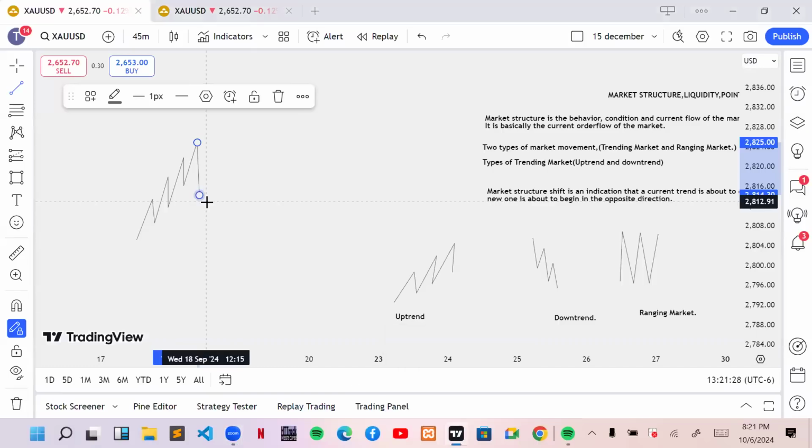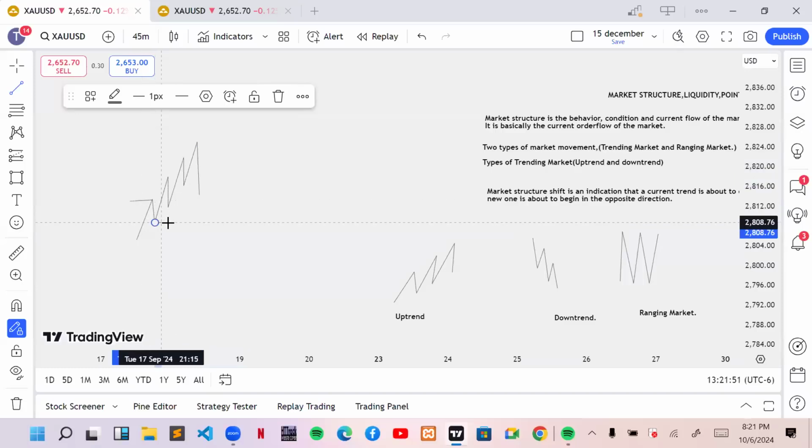That's what I'm saying. The market structure shift is basically an indication that the current trend is about to end and the new one is about to begin in the opposite direction. Previously, the market was on an uptrend. You can see the characteristics of an uptrend: higher highs, higher lows, higher highs, higher lows. So this is the higher high, then this is the higher low. This is the higher high, this is the higher low. This is the higher high, this is the higher low. This is the higher high.